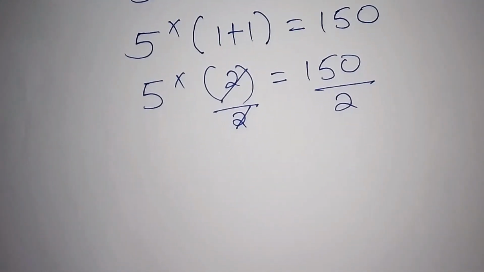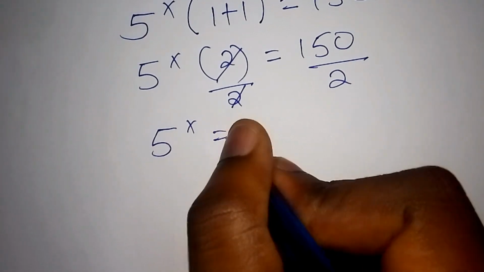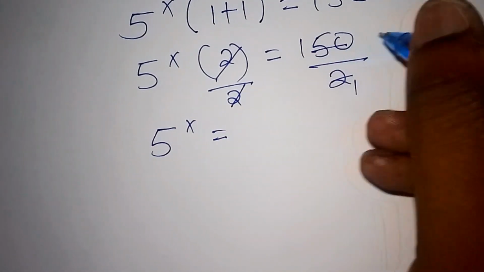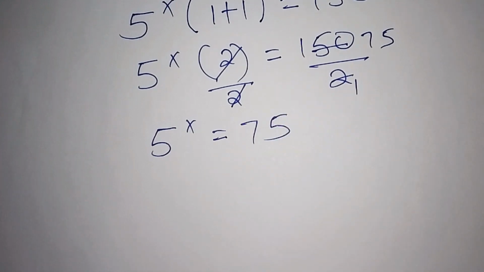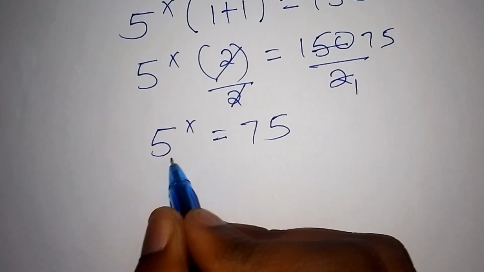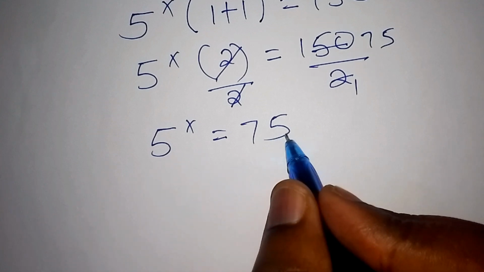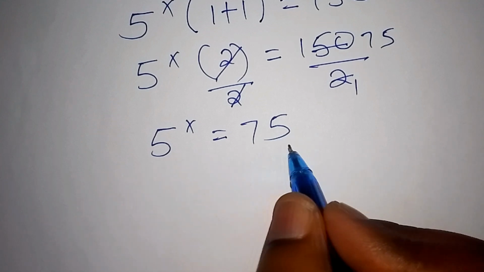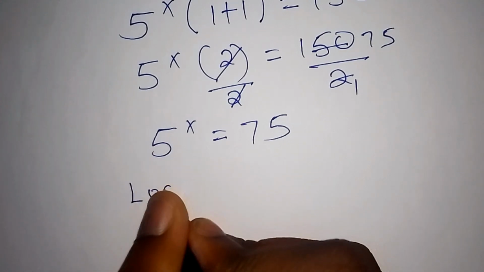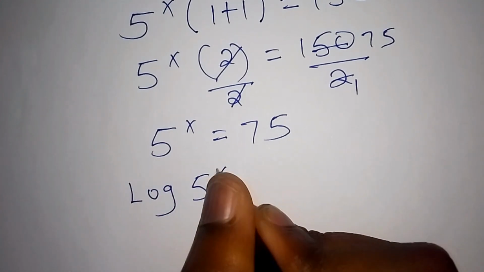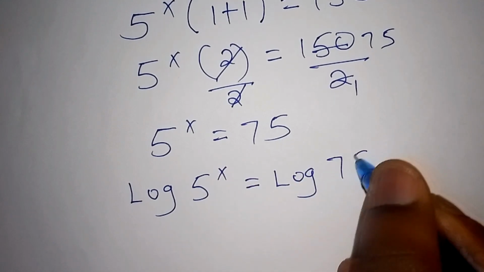Now we remain with 5 to the power of x is equal to 2 into 150, which is 75. So 5 to the power of x is equal to 75. It is difficult for us to change the base 5 to 75, so we shall now bring in the logarithm. We shall have the log of 5 to the power of x is equal to the log of 75.